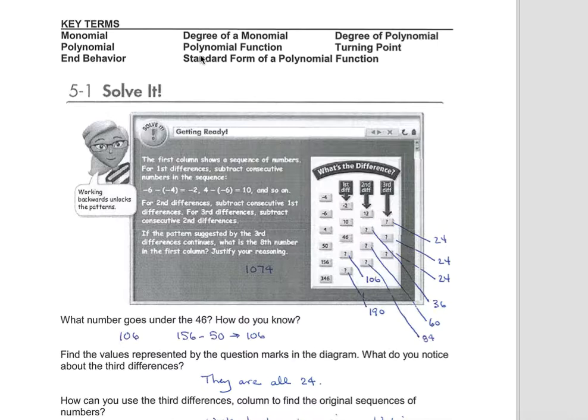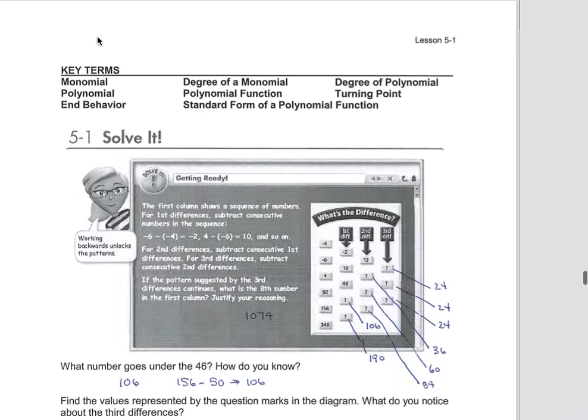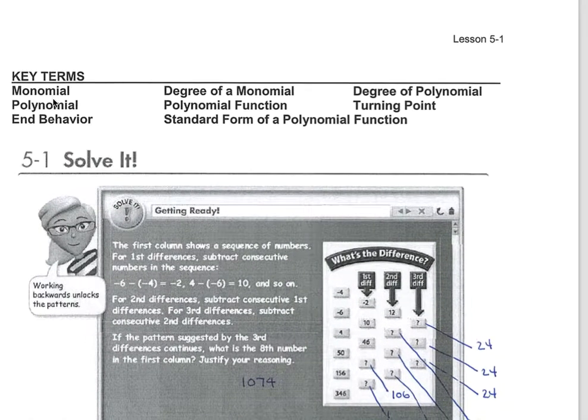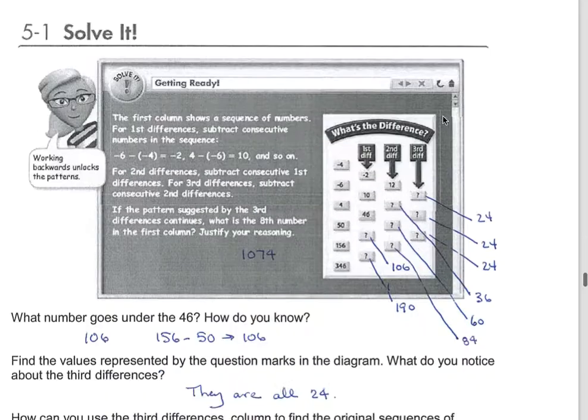Now, dealing with polynomials and how they're graphed, how they look. A bit of vocab that's given to you, dealing with some terms that you've already seen, monomial, polynomial. This just means that you're dealing with more than 2 or 3 terms, so lots of terms. And behavior, we'll talk about how these polynomials are graphed as they continue to the left and to the right. We'll see the degrees. We'll see what the standard form looks like. We'll see turning points and go from there.